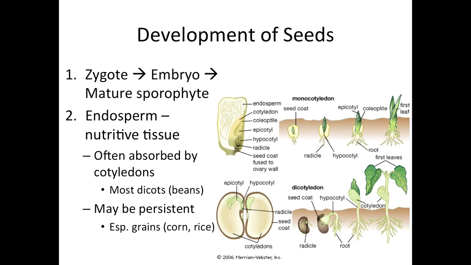In most dicots, like the bean, the endosperm is absorbed very early in development by the cotyledons. And so the large fleshy part of the bean is actually the cotyledon or the seed leaves. And what you see here, these first little leaves, are actually the first true leaves. And these are known as plumules.